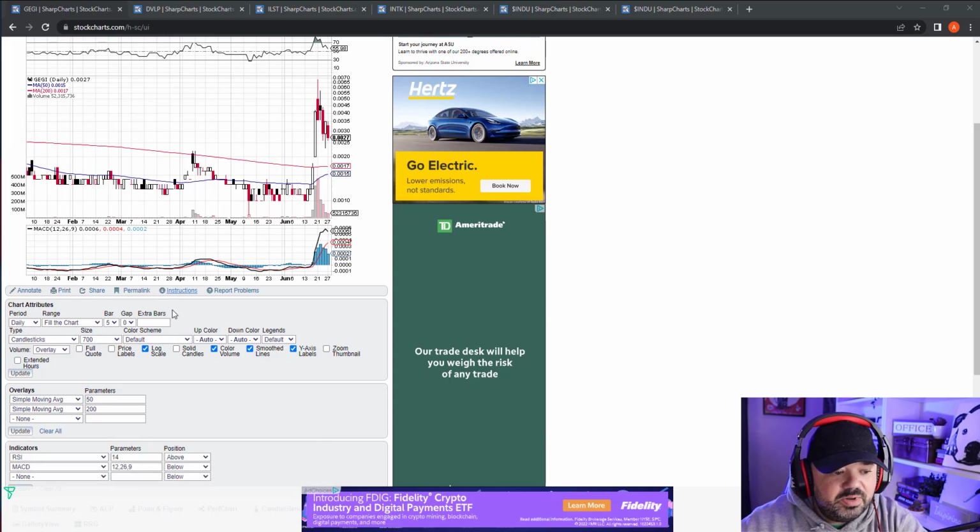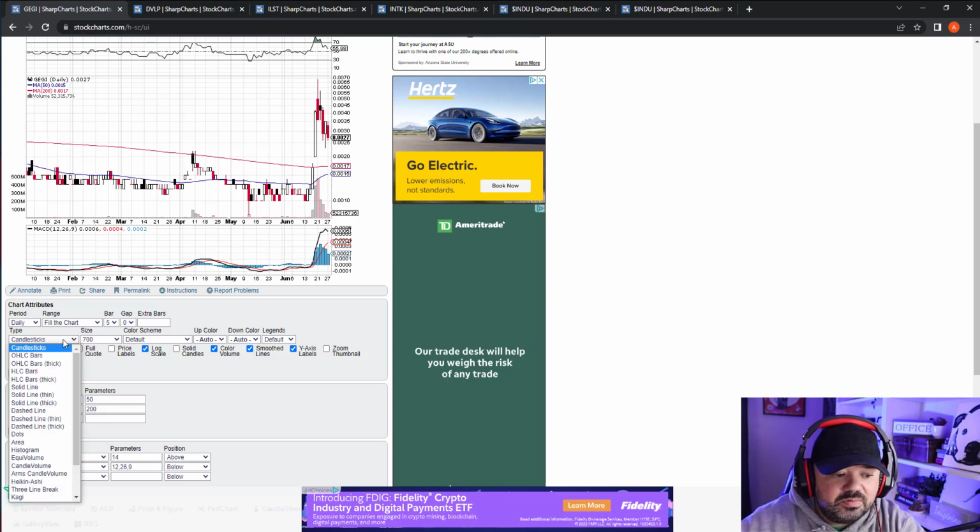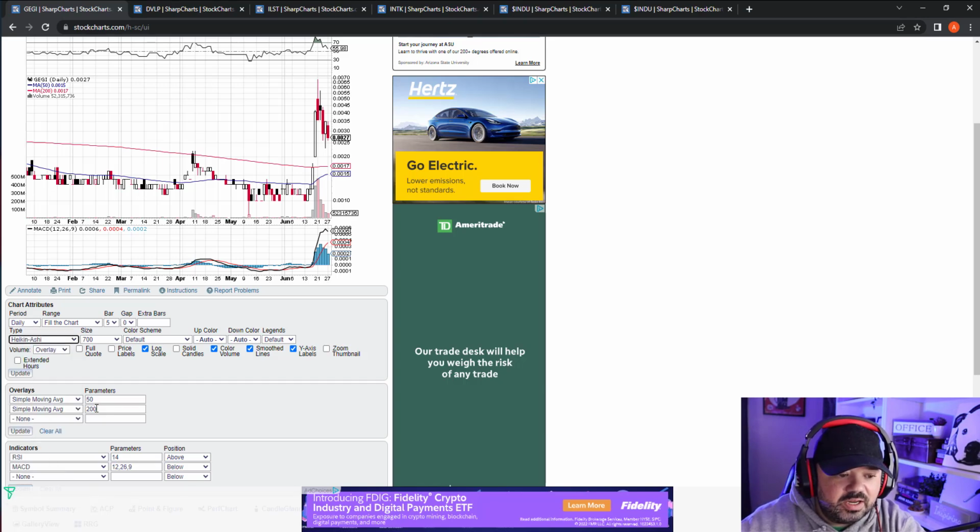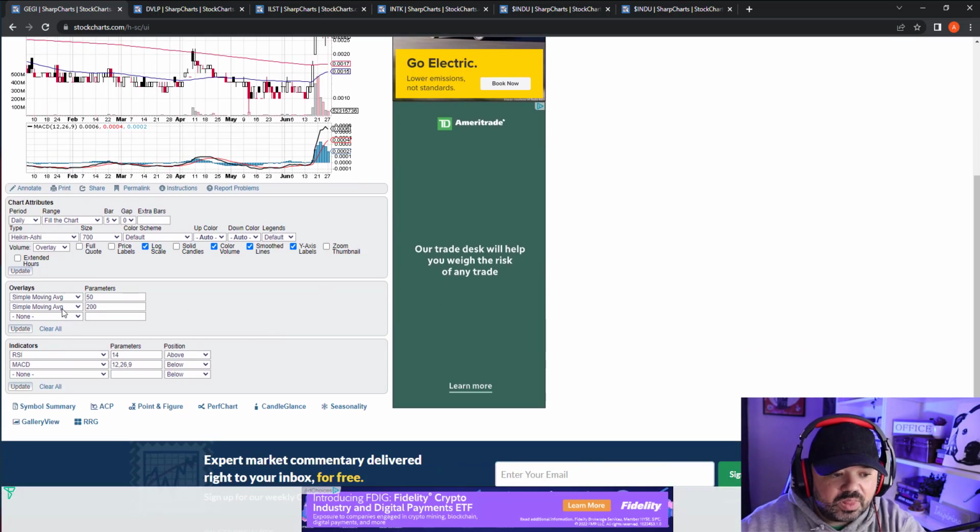But when we come down here, you can do period, you can do daily, weekly. I like to use daily, fill the chart. And you can do candlesticks. You can even do Heikin-Ashi. And then you can change your colors and do it any way you want. But as you see, simple moving average 50, simple moving average 200, and then none.